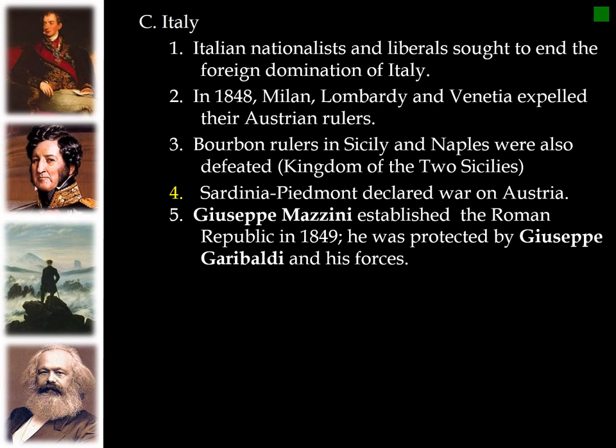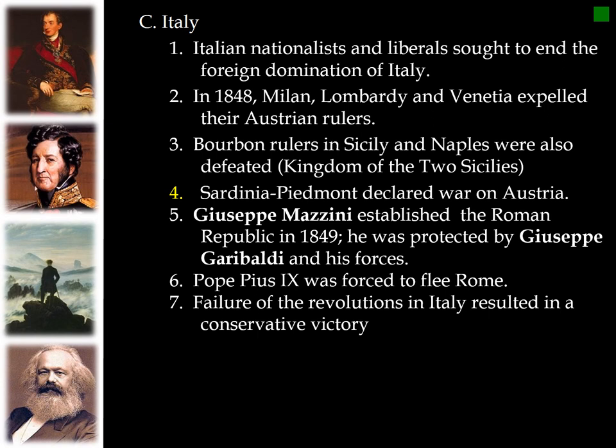Giuseppe Mazzini was the Italian national who had established the Roman Republic in 1849, and he was protected by Giuseppe Garibaldi and his forces in the south. The idea was that they would be able to unite to form a common Italy in opposition to the Austrian overlords in the north. Pope Pius IX was forced to flee Rome.